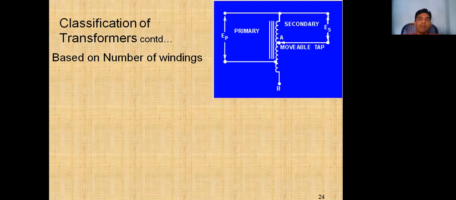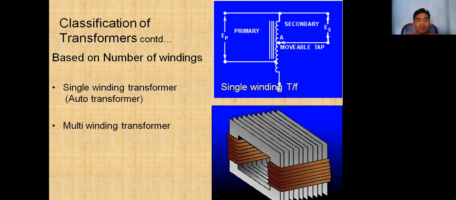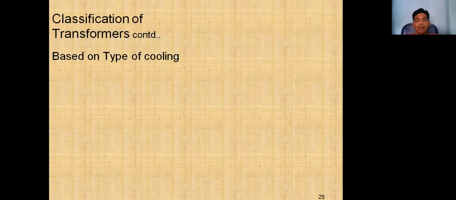And based on the number of windings, if primary and secondary are in a single winding, then it is called an auto transformer. If the primary winding is separate and the secondary winding is separate, then it is called a two-winding transformer. There are also multi-winding transformers.